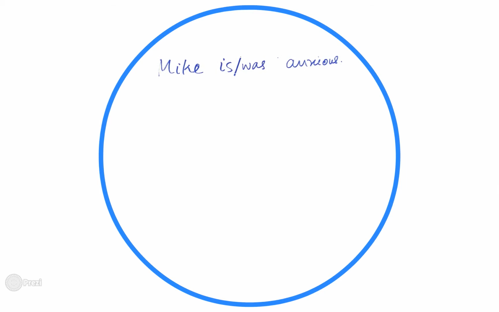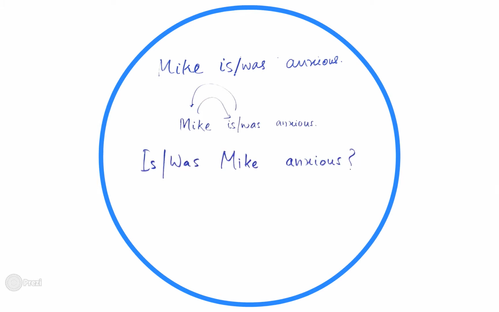In the sentence, "Mary, the manager, says hi," we can ask, "Who is the manager?" Similarly, sentences involving forms of to be can be easily changed into questions by moving the verb to the front. If we have the sentence, "Mike is anxious," we can move "is" to the front and ask, "Is Mike anxious?"